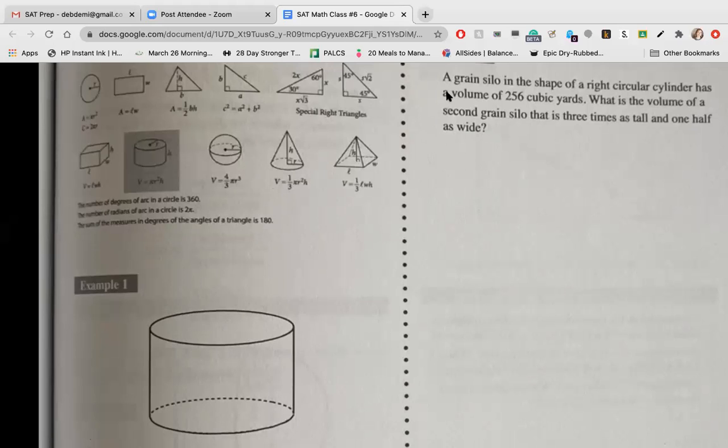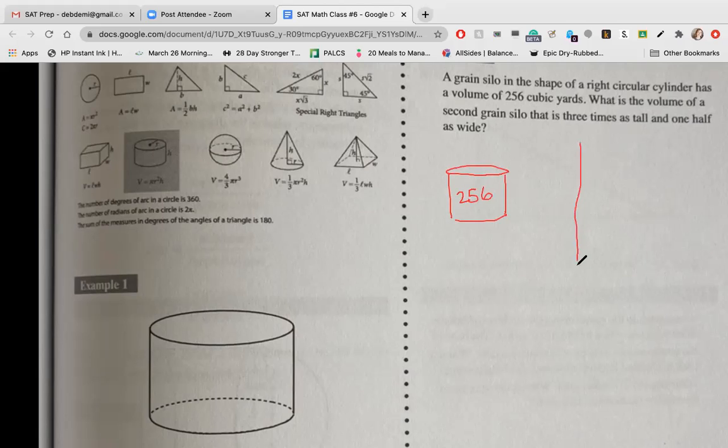So this one says a grain silo in the shape of a right circular cylinder has a volume of 256 cubic yards. What is the volume of a second grain silo that is 3 times as tall and 1/2 as wide? So let's draw our cylinder. So here we go. This is one of our cylinders. We know the volume of this one is 256. And then we have a second one.